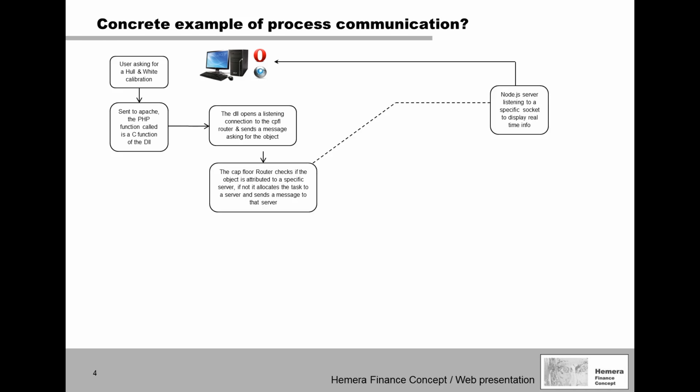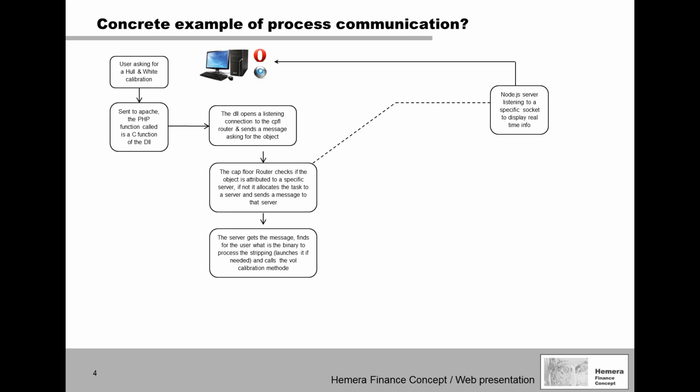The router checks if the object has already been attributed to a computation server. Since it is not the case here, it will attribute the object to an idle server or put it in a waiting queue if all servers are busy. Also, via a node.js HTTP server, the router will send back information about the server status so that the users can get real-time information on the grid activity. An idle server gets the job.